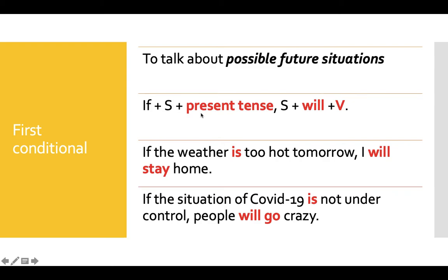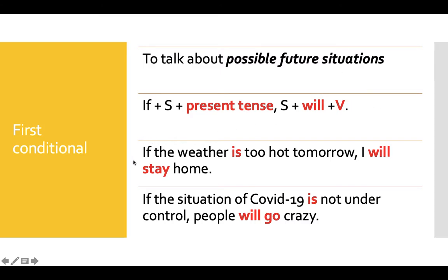We use the first conditional to talk about possible future situations. So we are going to talk about possibilities, okay, in the future. When you want to talk about this sort of scenario, this is the sentence pattern you must follow. The sentence that starts with if is called a conditional clause, and the other part is called the result clause. For the conditional clause, you need to use the present tense, and in the result clause, you will use will followed by a base form verb.